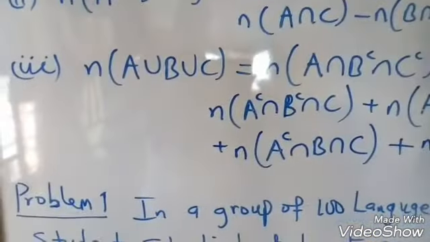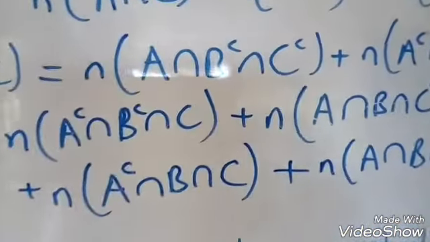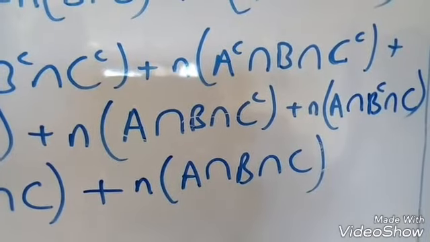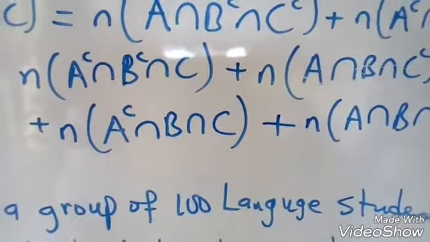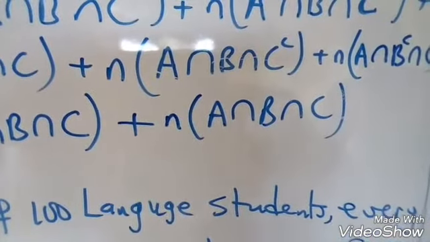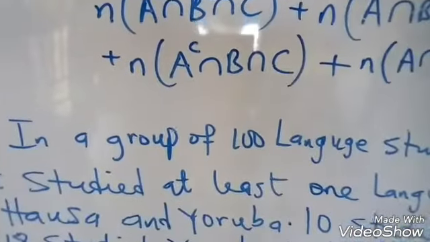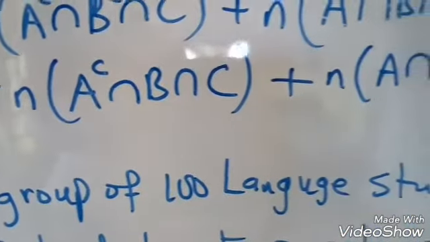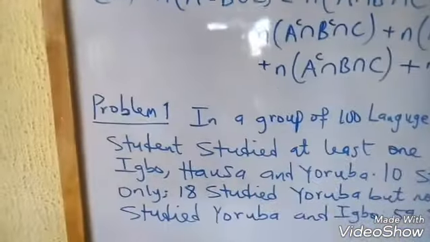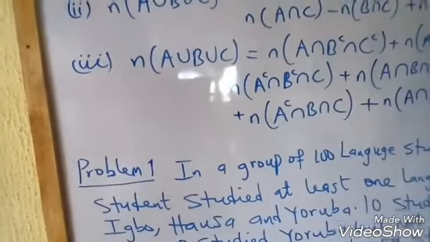And then the last is N of A union B union C equals N of A intersection B complement intersection C complement plus N of A complement intersection B intersection C complement plus N of A complement intersection B complement intersection C plus N of A intersection B intersection C complement plus N of A intersection B complement intersection C plus N of A complement intersection B intersection C plus N of A intersection B intersection C. These formulas can be used in solving problems involving 3 Venn diagrams, depending on the questions.